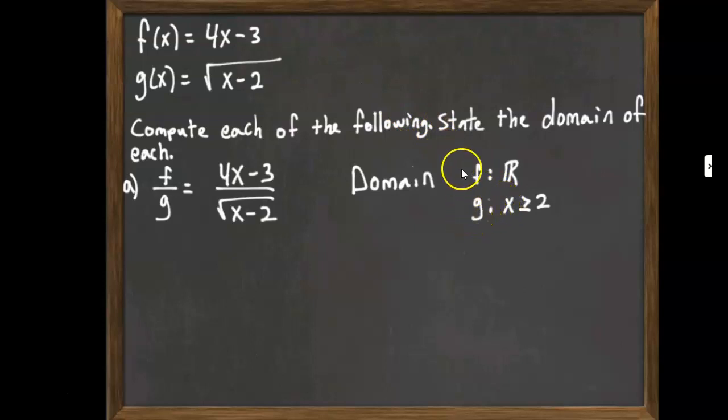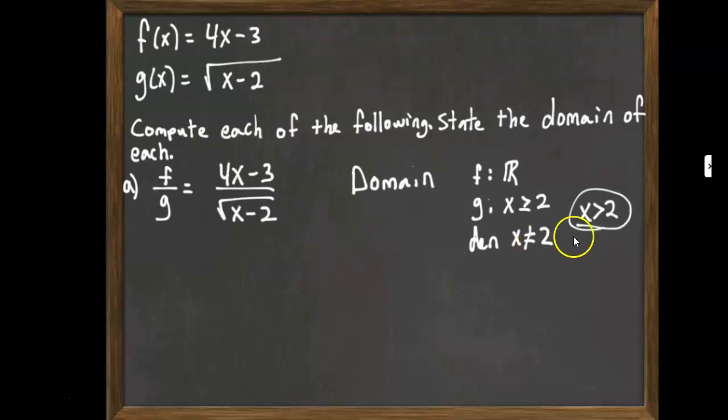Now for adding, subtracting, and multiplying, you would just look at those two and see, well, what do we have to meet both limitations? But because we're also dividing here, we have an additional limitation, and that is the denominator can't be 0, so x can't be 2 as well, because that would make the bottom 0.